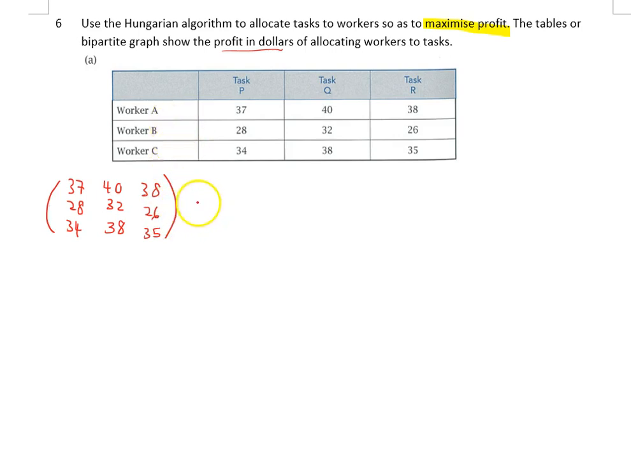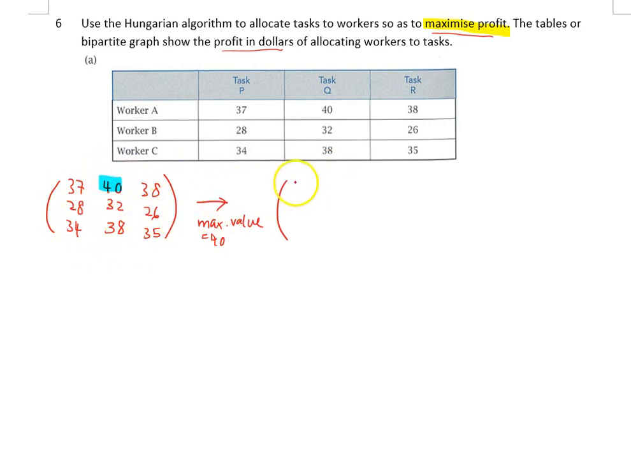So second step, the objective here is we want to maximize profit. So for maximize, you have to choose one maximum value from the matrix. So the maximum value from this matrix is 40. So you write here maximum value 40. What to do with this maximum value 40? Use this value 40 minus all the elements in this matrix.